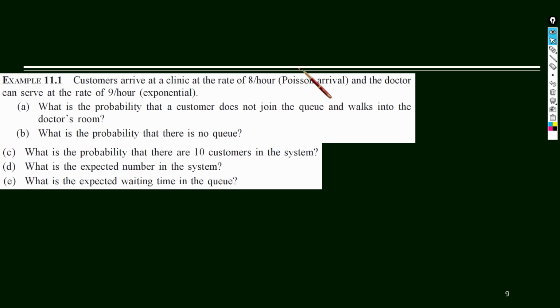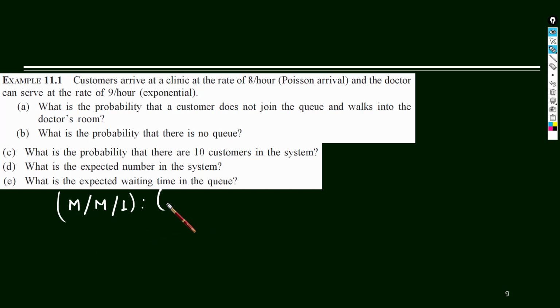Clear? So both are following which kind of distribution? M. Poisson arrival means M, and exponential service rate, that is also M. And how many servers are there? Means doctor is there, so only one doctor is there, so 1. So this is the model M/M/1.